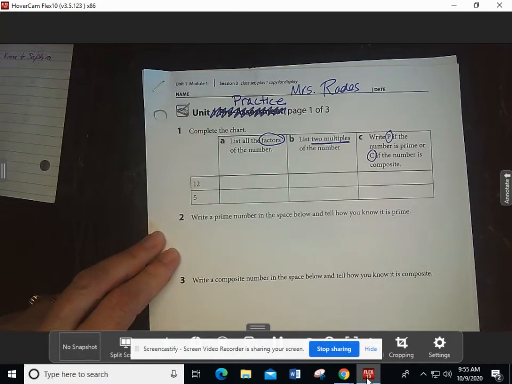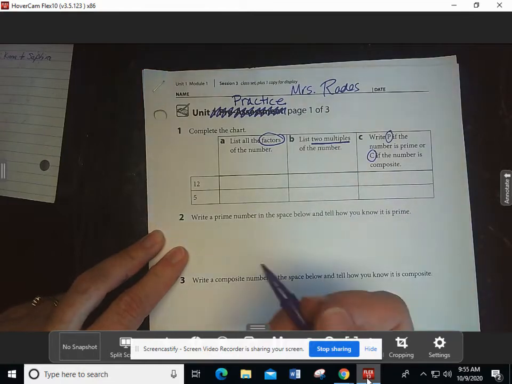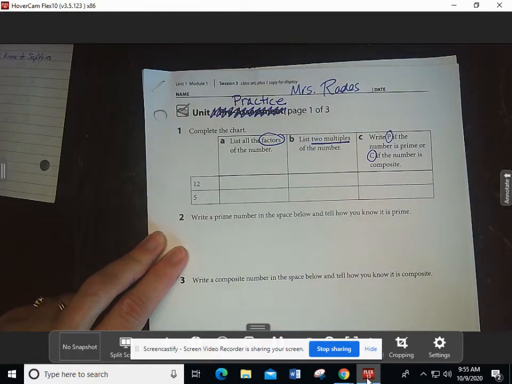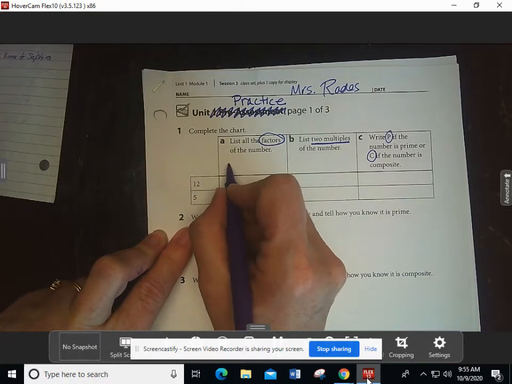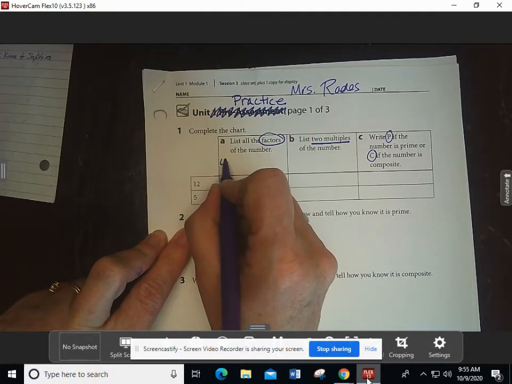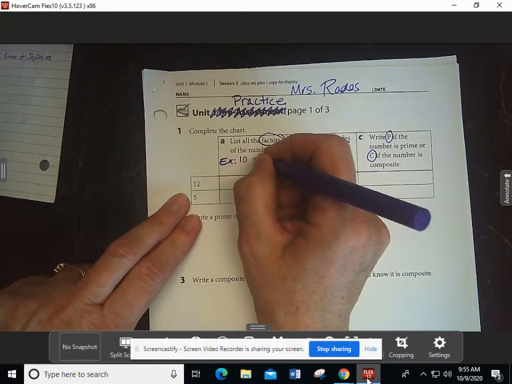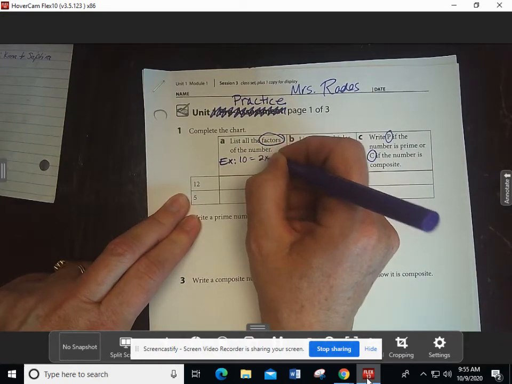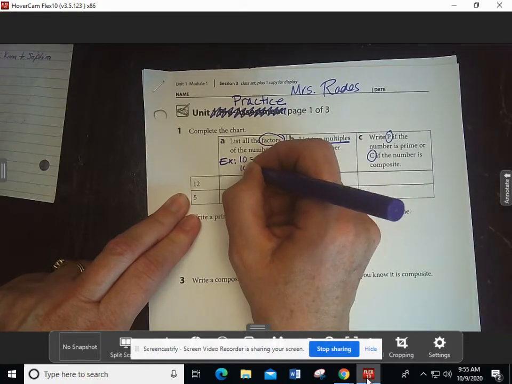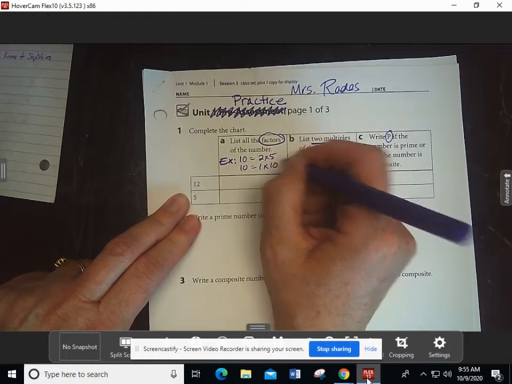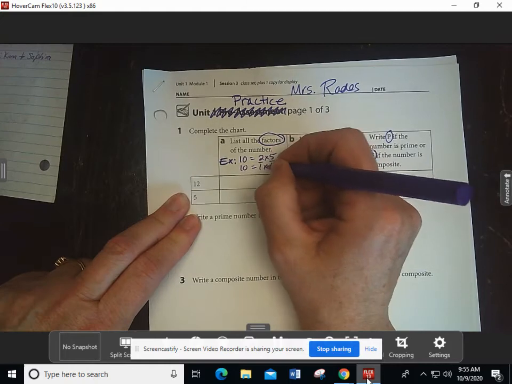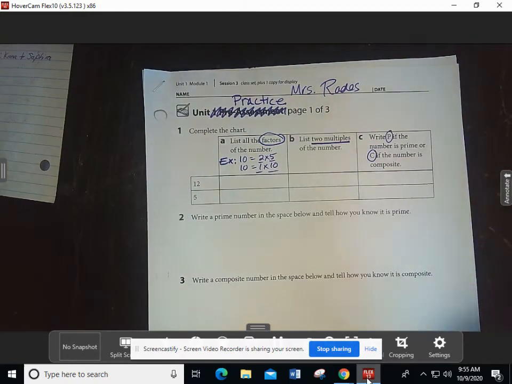Factors are the numbers, like, say, for instance, 10. The factors are like 1, 10, 5, 2. Okay, and so we're going to do an example. 10 equals 2 times 5. 10 equals 1 times 10. Those are the factors.